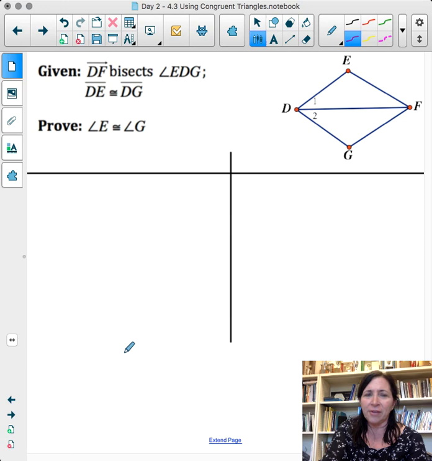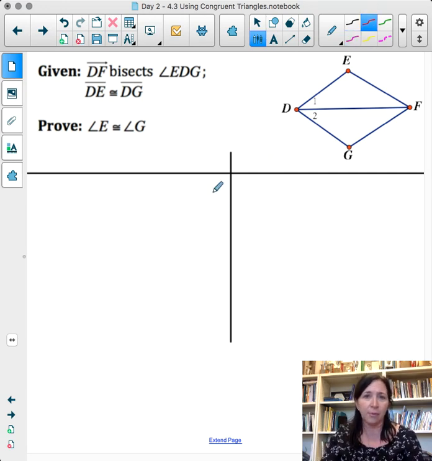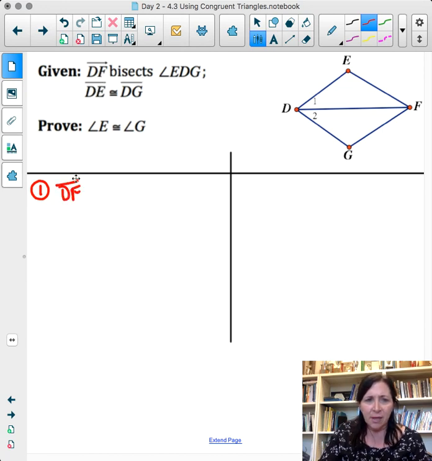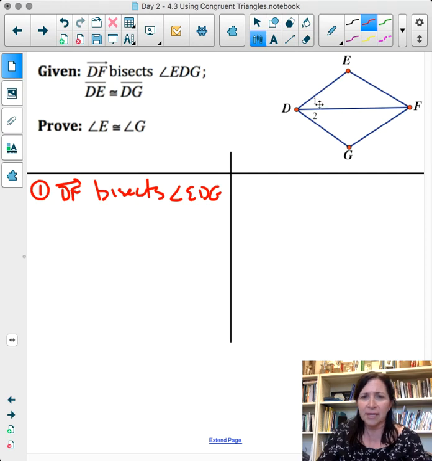So now we're going to do some more proofs. And again, as I start these, if you want to pause and do them yourself, that would be a great idea and great practice. And then go back through them after you're done to check your answers. So the first one says that DF bisects, so we have ray DF, and that bisects angle EDG. So here's DF, and it bisects this angle here.